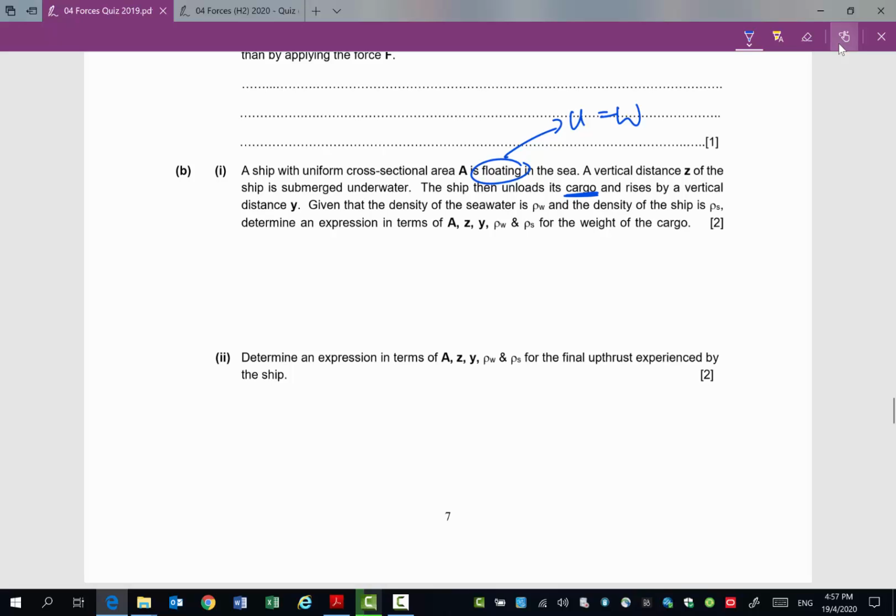So we have the ship itself, and we have the cargo within the ship. It is submerged underwater by a vertical distance of Z. After I unload the cargo, it rises by a vertical distance y. So to draw the second scenario, after the ship unloads the cargo, it has risen by a vertical distance y, and therefore the vertical distance that is still submerged is z minus y.